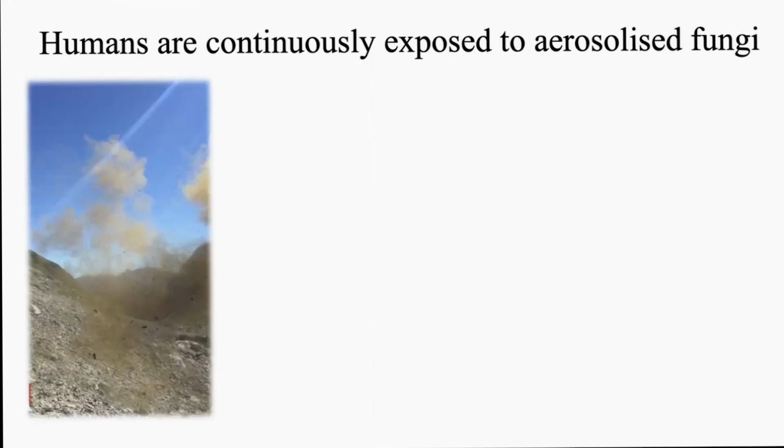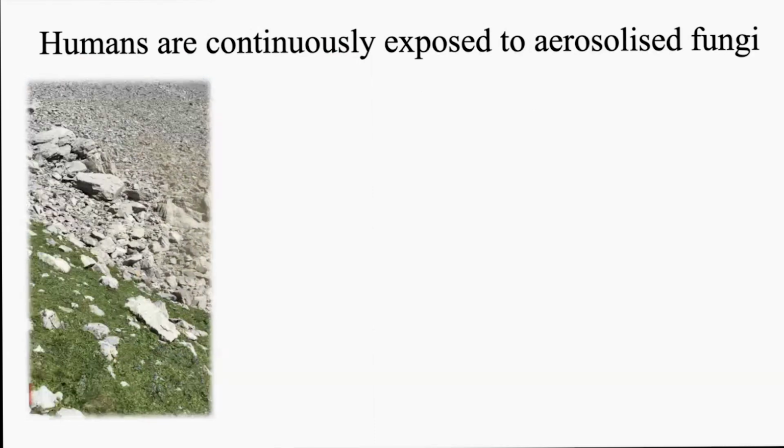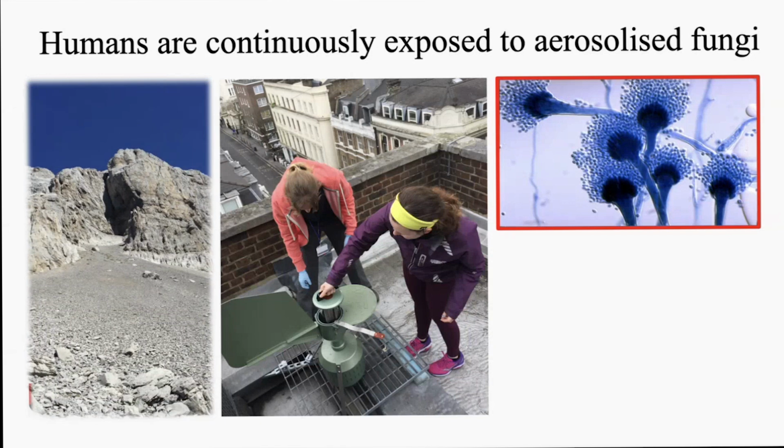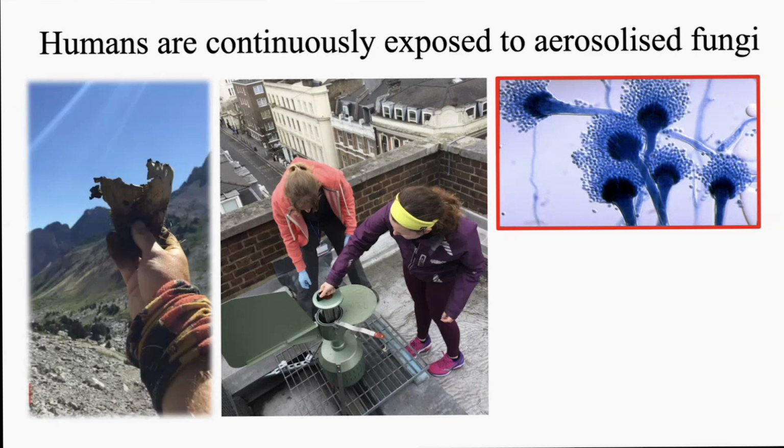As humans, we are continuously exposed to aerosolized fungi, and we've also in the past set up air filters on the rooftops of buildings in urban locations and also in rural locations. We've picked up a lot of Aspergillus species, predominantly Aspergillus fumigatus. Aspergillus really likes to grow up to 60 degrees C in soil and compost, and it really likes to sporulate as well, so it goes up into the air.